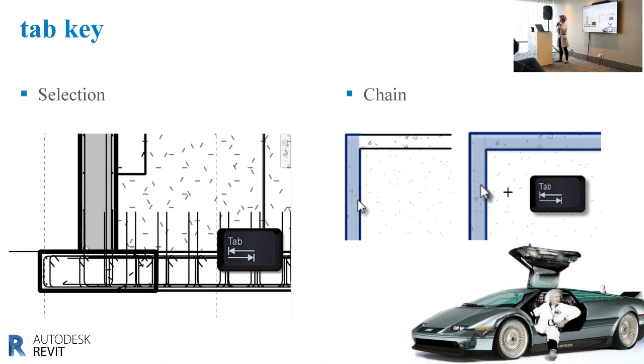The next option of the tab key is that it allows you to select a chain of elements, like a chain of walls or a chain of beams. I'm just hovering there, so typically, if you hover over the wall, it'll only highlight the one wall, so I click. If I wanted to select the chain, I would hover, press tab, it'll select the entire chain, and then I click to select the thing, okay?